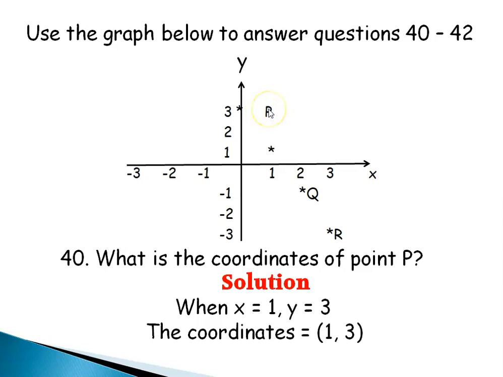So this is point P. You're going to trace it to your Y. So that means Y is 3. And then you trace it to your X. That means X is 1. So when X is 1, Y is 3. The coordinate of P is 1, 3. Remember, your X will always come first before your Y. 1, 3 is the coordinate of point P. Is that taken?